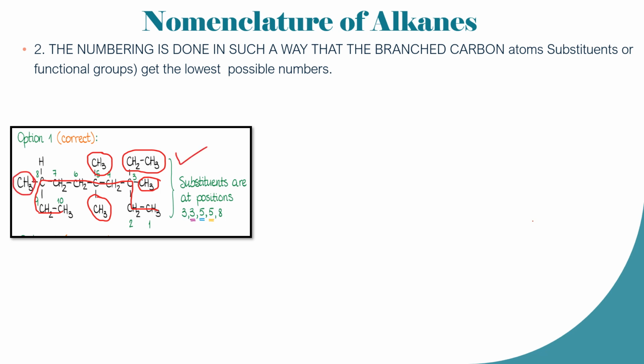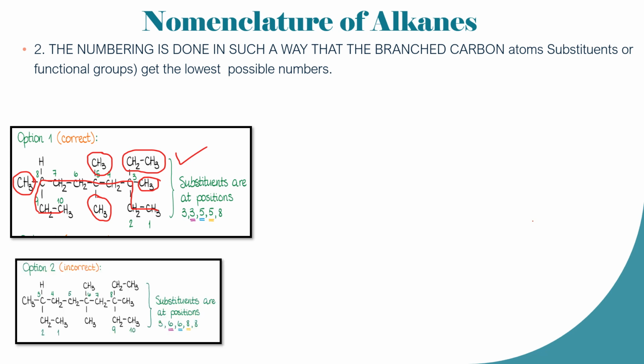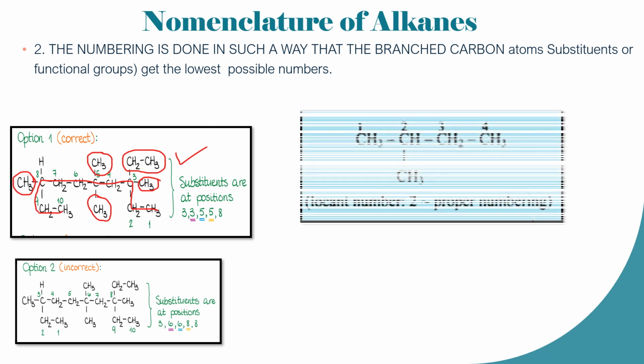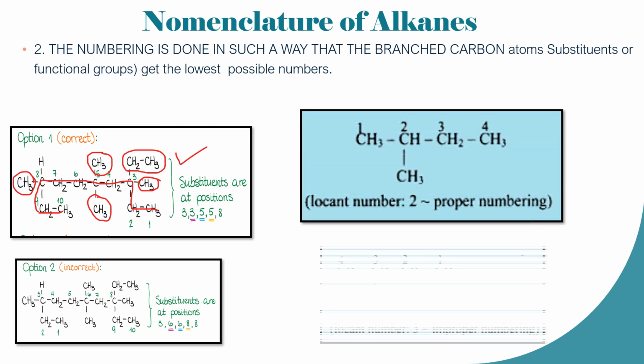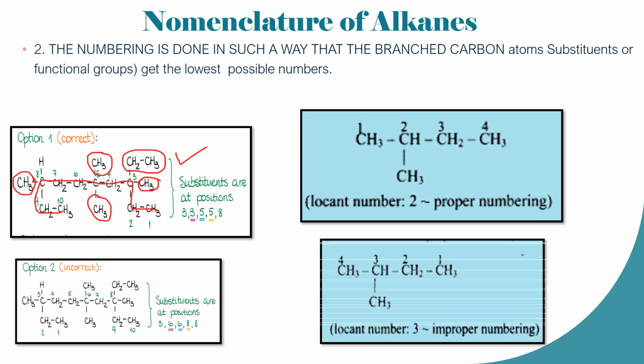So here always remember, give the least number to the substituents or functional groups or anything else which is attached to the parent chain. So this is the correct way of giving numbers. And the next one is the same.